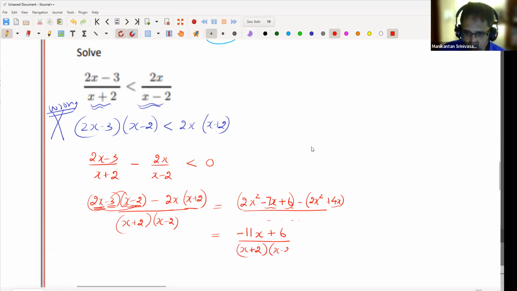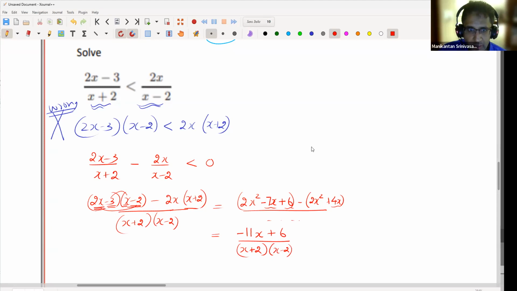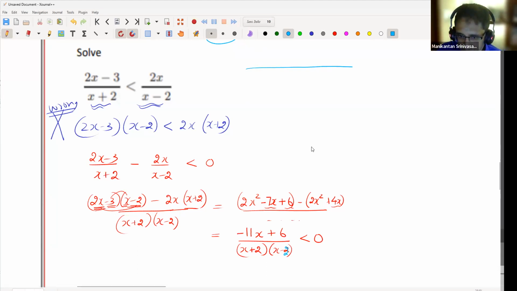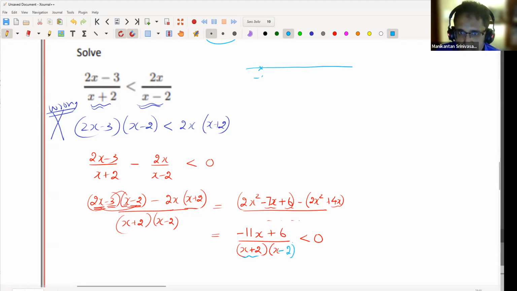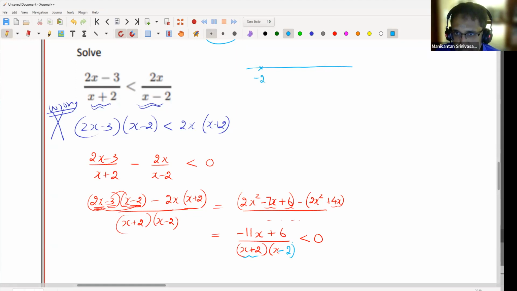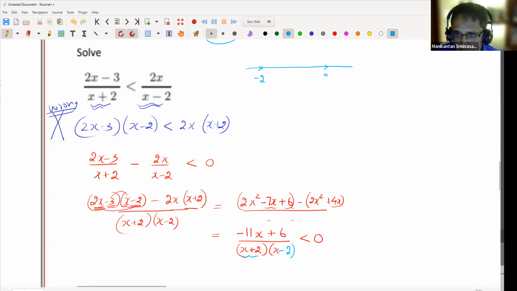Now, what do we do? This is what? Less than 0, right? Less than 0. Okay. I'll continue upstairs here. Now, we do the signage test. What is the signage test? We look at all the quantities and see where each of them becomes 0. Let me just write this clearly. This is x minus 2. Okay. So x equal to minus 2 is when x plus 2 becomes 0. X equal to plus 2 is when this guy becomes 0.